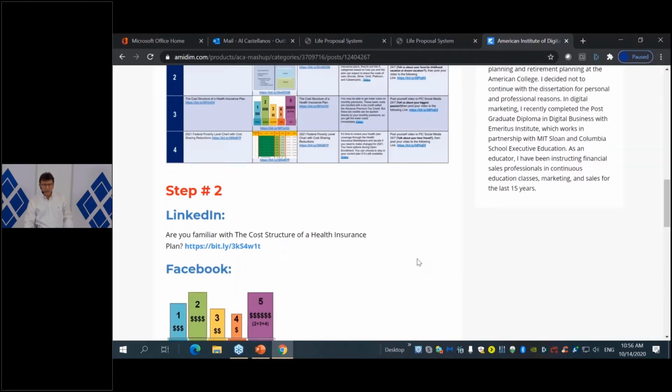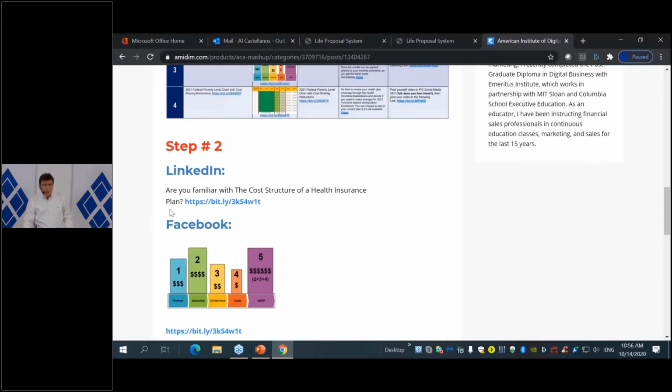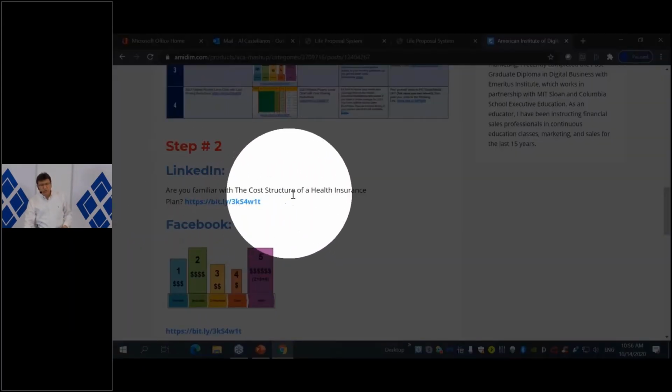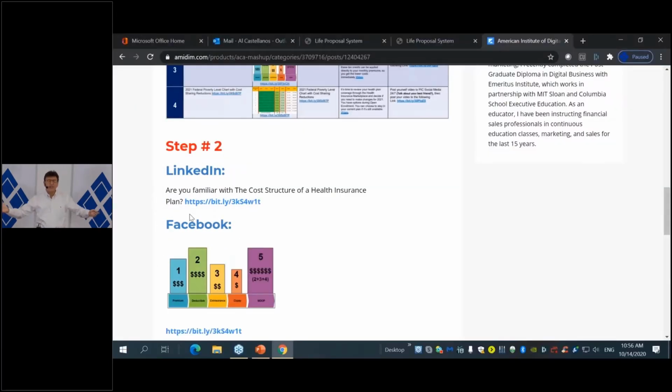There we go. Okay, so in LinkedIn, basically, the question with LinkedIn is: are you familiar with the cost structure of a health insurance plan? So that's the memo, that's the message. And that's advertising. You can send that message to everybody. That's an open-ended question. The idea is they can say yes or no, but then it's going to create curiosity, and then you can get into all this conversation about the cost structure of a health insurance plan.